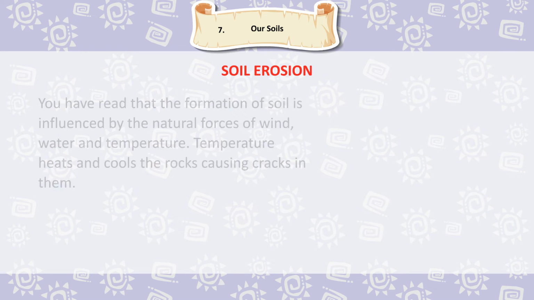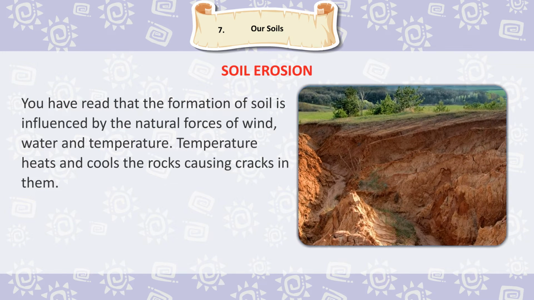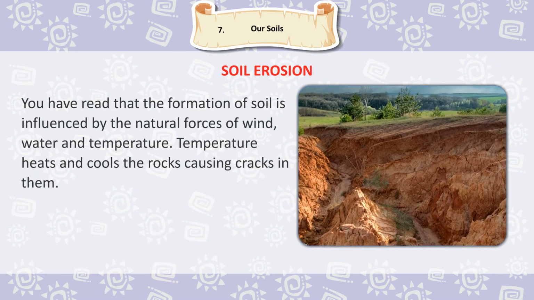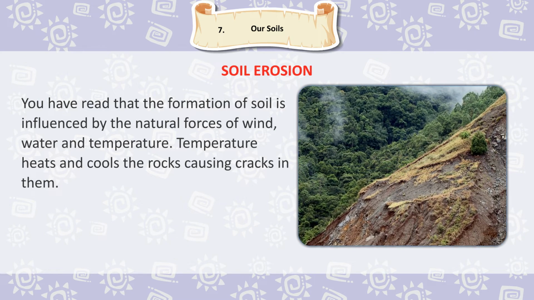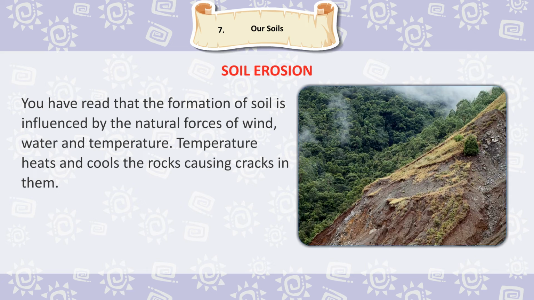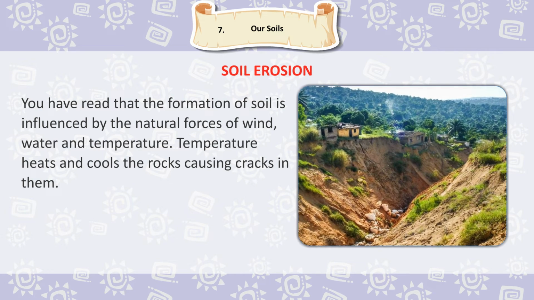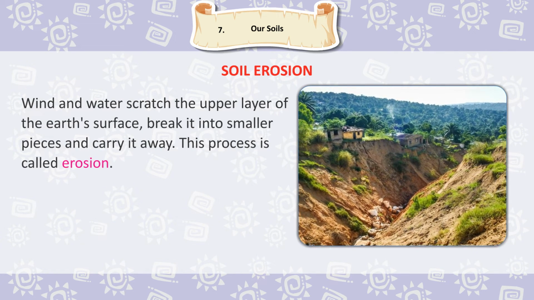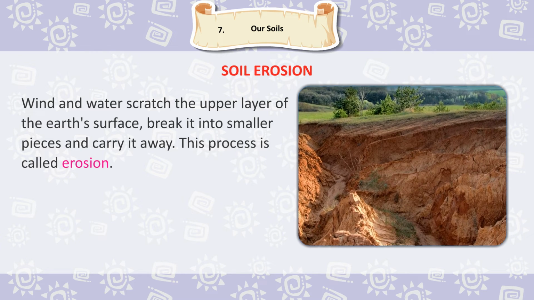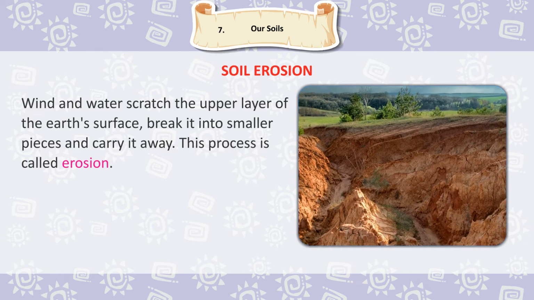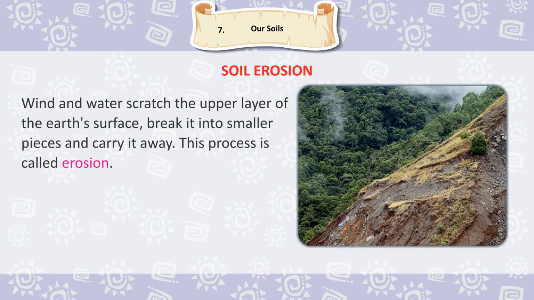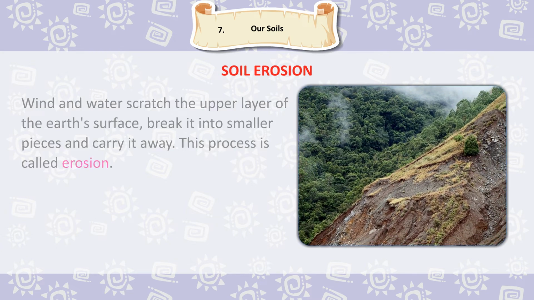Soil erosion. You have read that the formation of soil is influenced by the natural forces of wind, water, and temperature. Temperature heats and cools the rocks, causing cracks in them. Wind and water scratch the upper layer of the earth's surface, break it into smaller pieces, and carry it away. This process is called erosion.